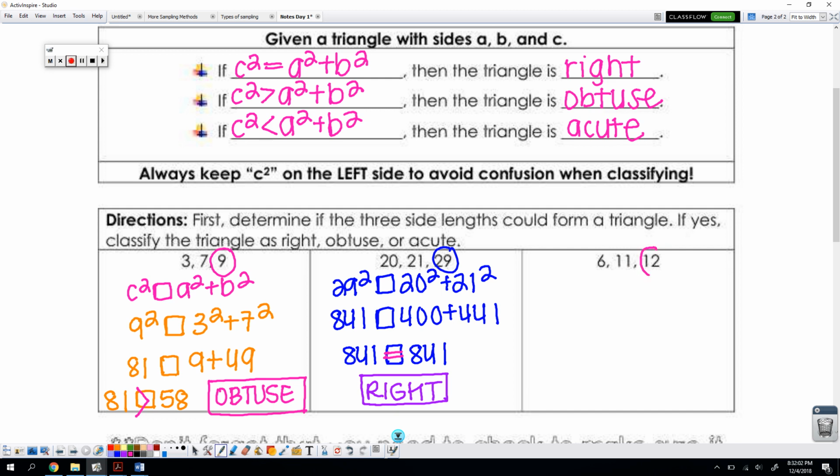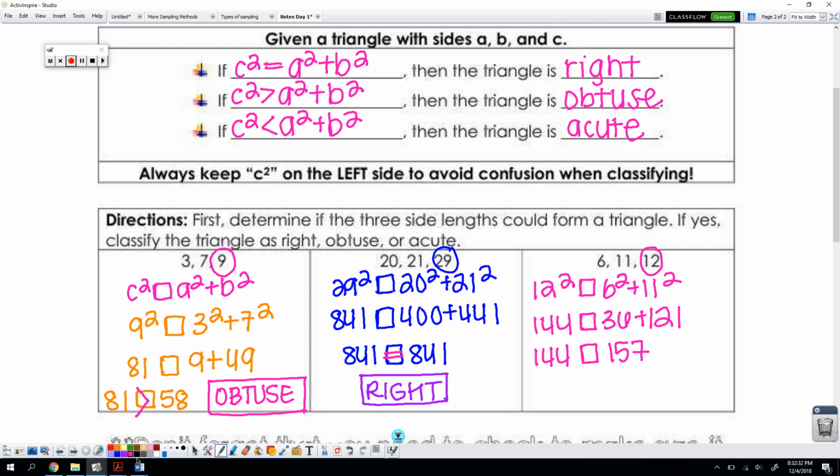So c is the biggest. 12 squared compared to 6 squared plus 11 squared. 12 squared is 144. Box there, 36 plus 121. 144 compared to 157. So in this one, the hypotenuse is smaller. So if it is smaller, then this is acute.